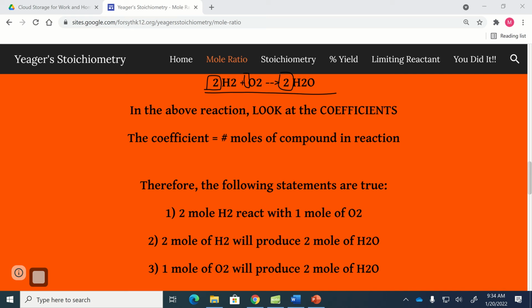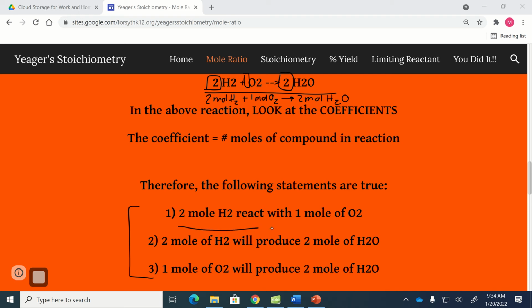So what we basically are saying is any of these three statements, or their inverse, if I do them backwards, is true. That what we're saying is 2 moles of H2 reacts with 1 mole of O2 to form 2 moles of H2O. That is what we're always seeing. That is the ratio of the moles between two different compounds in a chemical reaction.